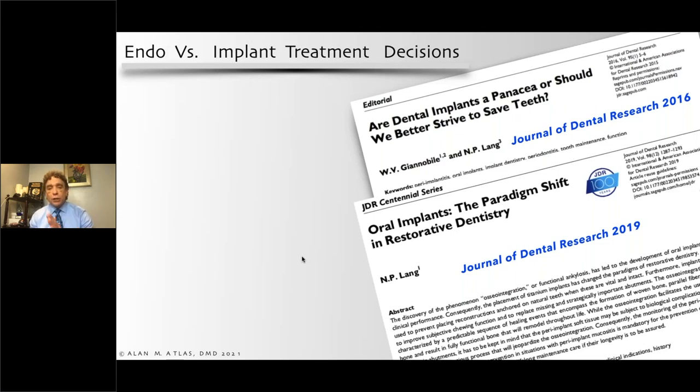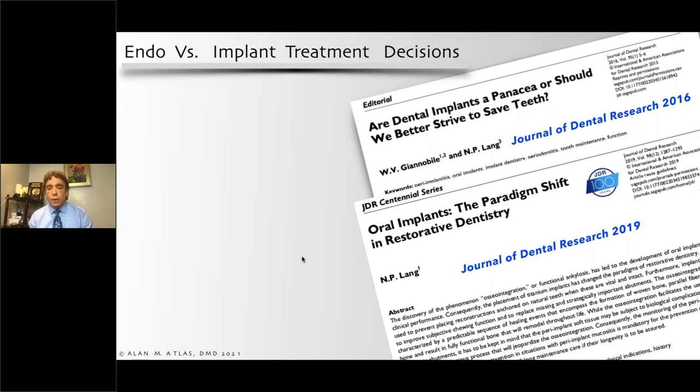And look, these two guys, Ionomers and Lang. Ionomers is the head of perio at University of Michigan. Dr. Lang is a renowned researcher in Europe. These two guys came together and made some really great commentary about dental implants. Their first article is: Dental implants, a panacea, or should we strive to save teeth?